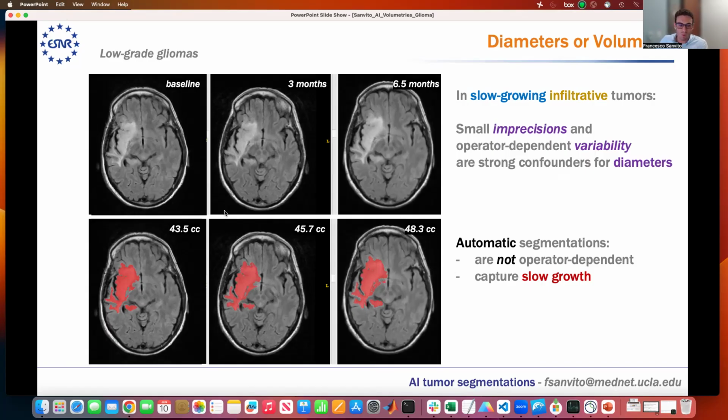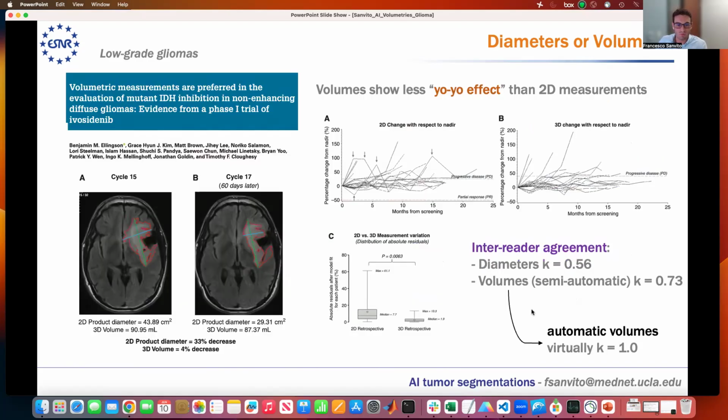Now, you can make the point that this growth is not clinically relevant because it's too little. That's debatable, but that's a clinical question. It is still important to know that this tumor is actually slowly growing. And importantly, this is not operator dependent because it's done by the AI model in a reliable way.